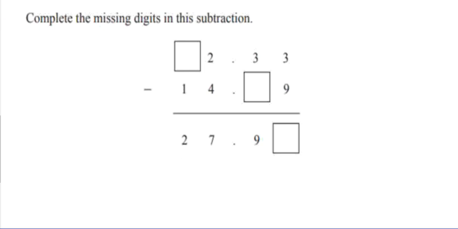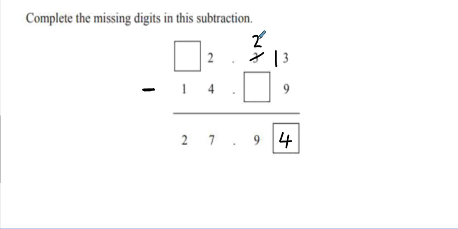Complete the missing digits in this subtraction. Okay, let us do subtraction over here. There is a minus sign here. So 3 minus 9. 3 minus 9 is not possible, so take 1 from 3. This becomes 2. This becomes 13. 13 minus 9, the answer is 4.